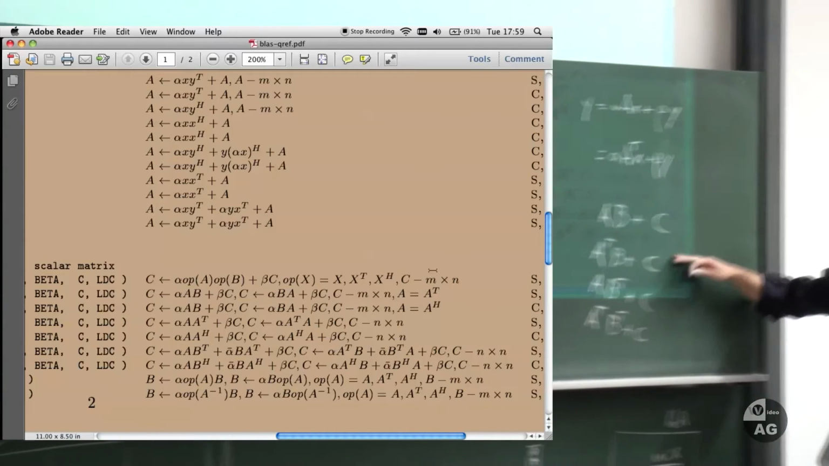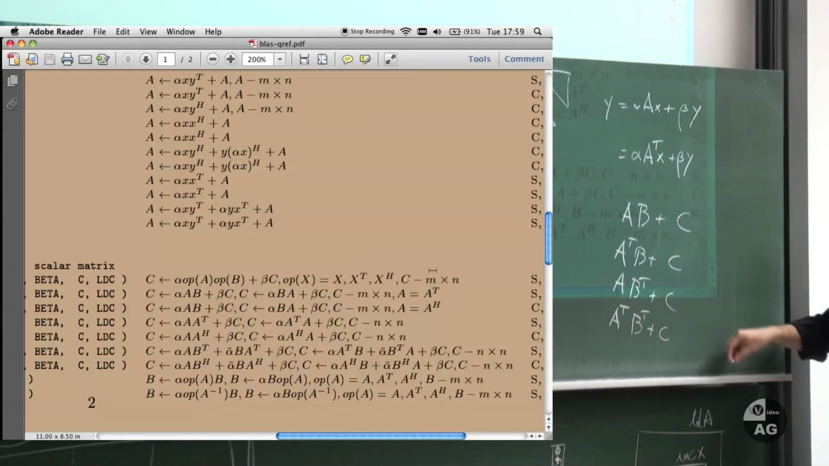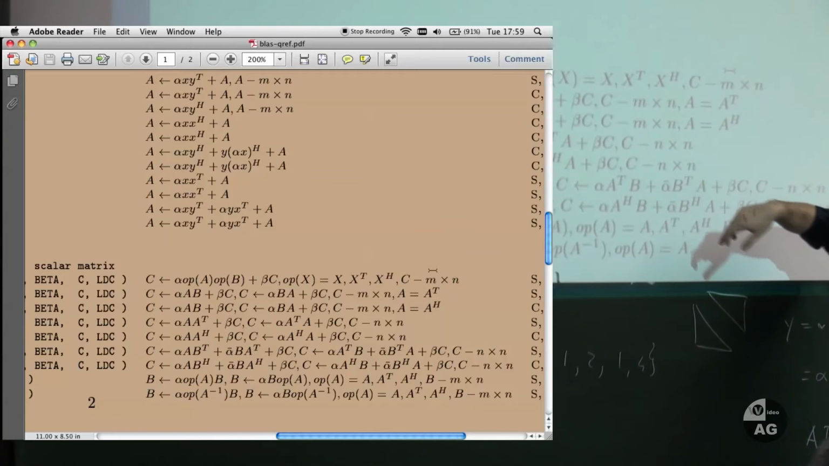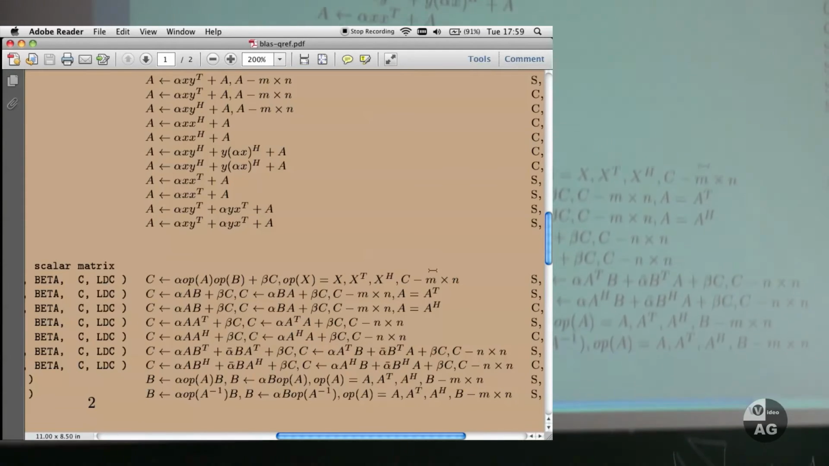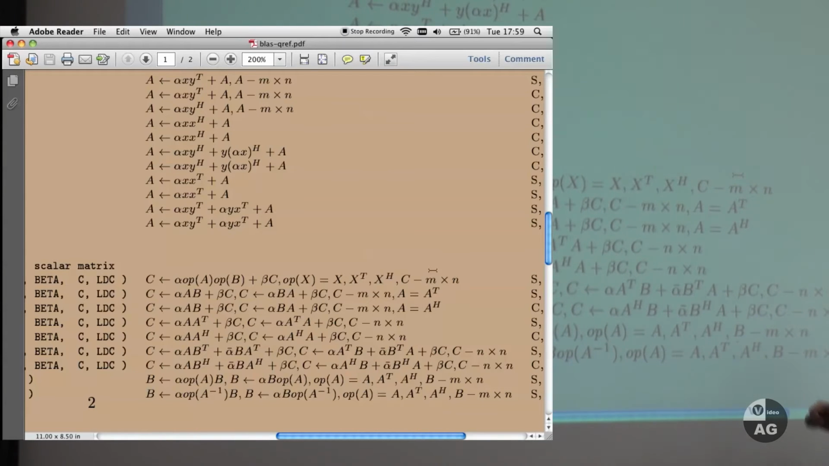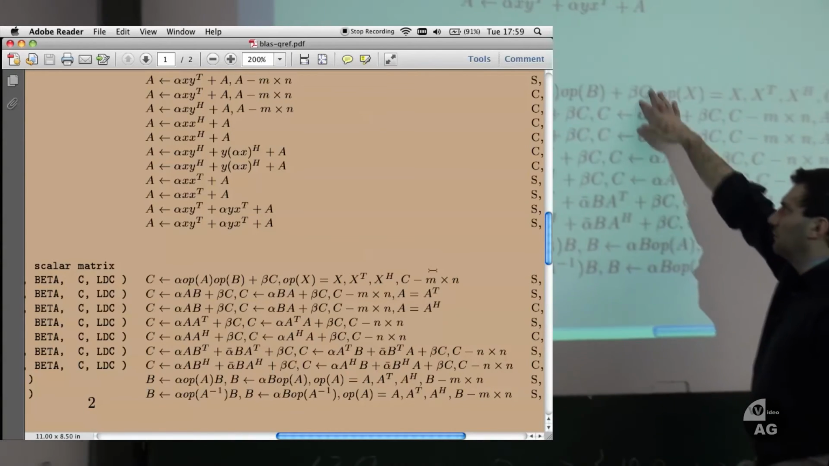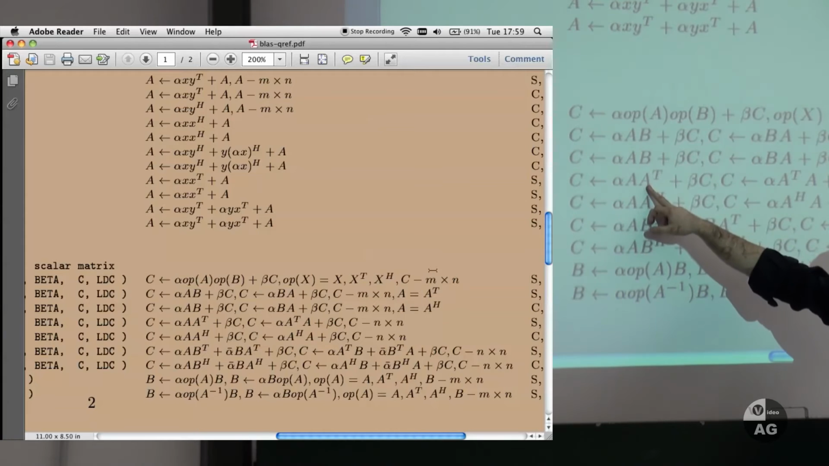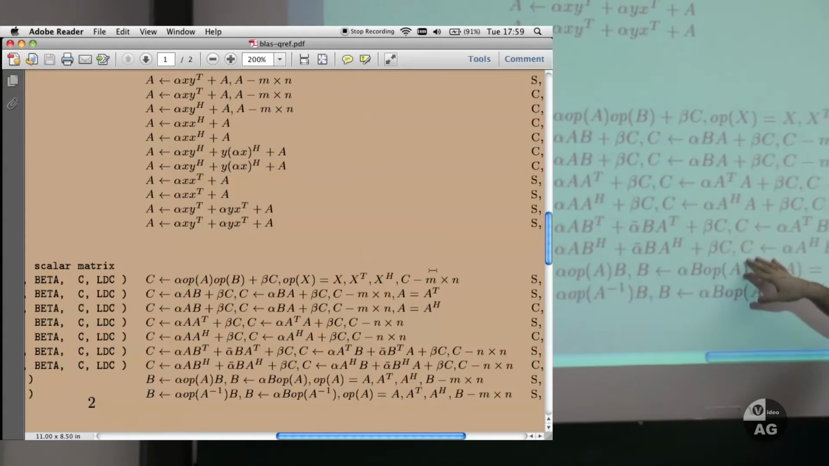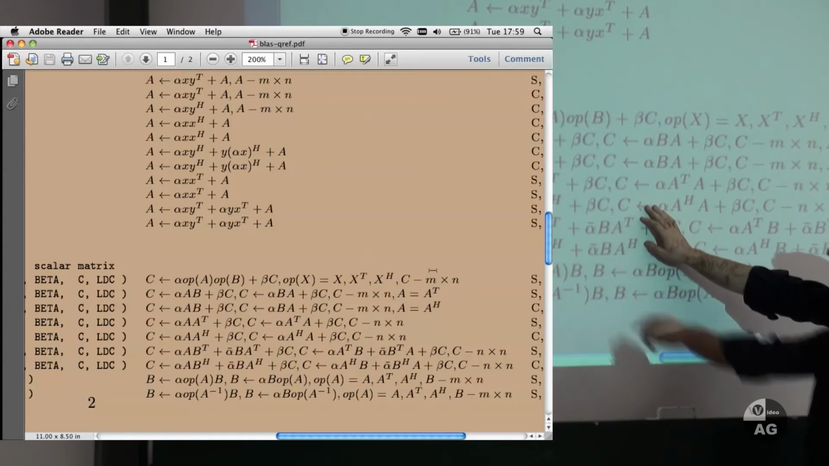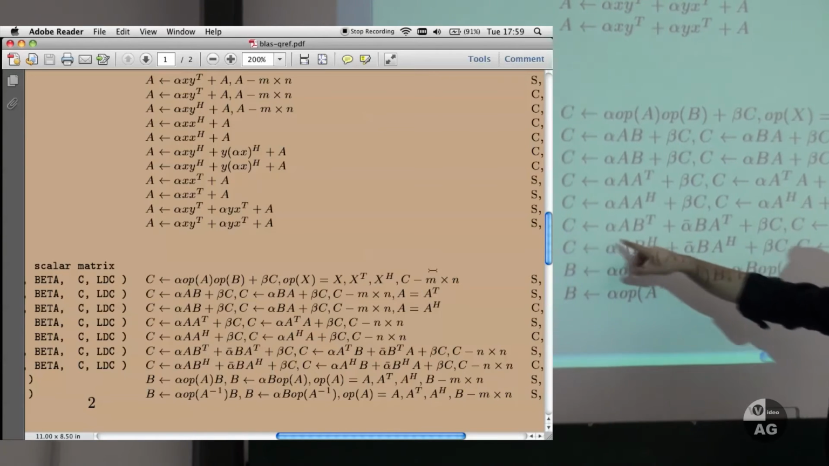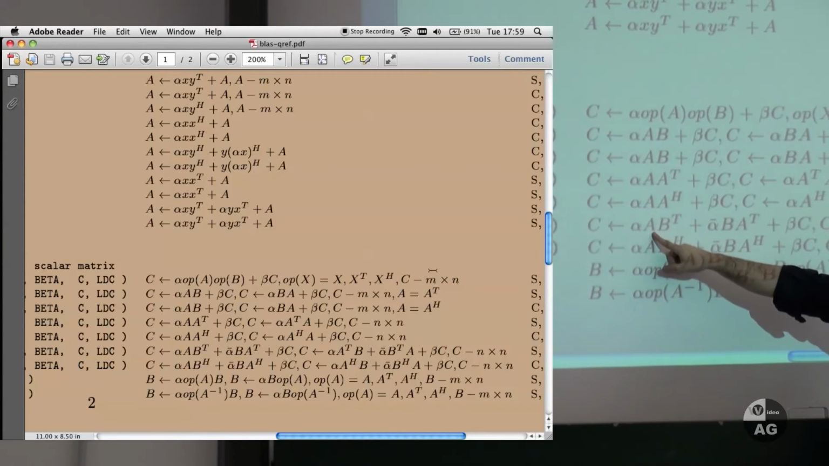And in fact, it covers even more than this, because not only can you transpose, you can also conjugate these matrices. You can also go for the conjugate transpose, but I think that's enough. Okay, what other kind of operations do we have? Still matrix products. This is SYRK. You multiply a matrix times its transpose. This is SYR2K. You do this really interesting operation: you update C with A times B transpose plus B times A transpose.